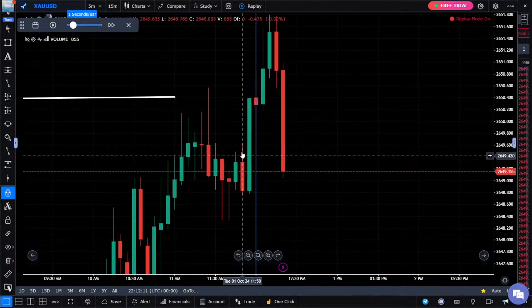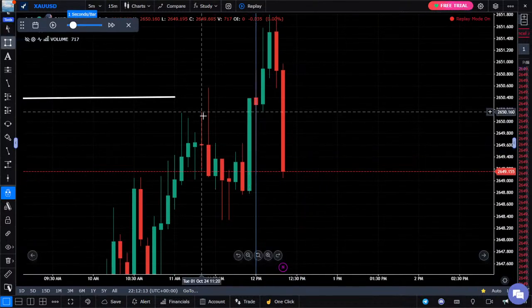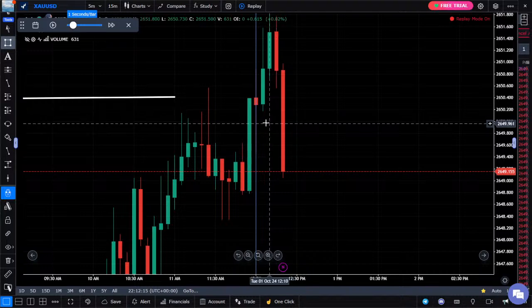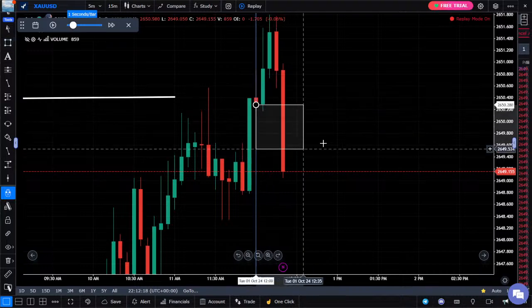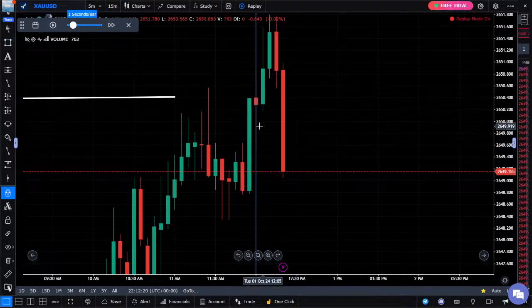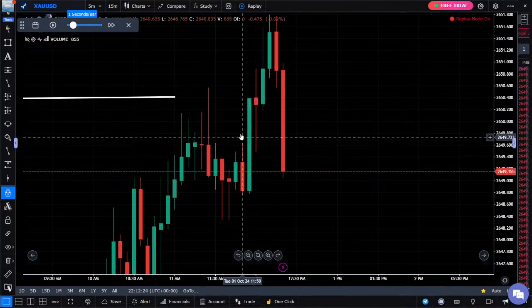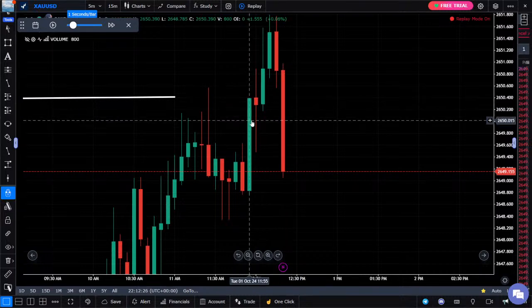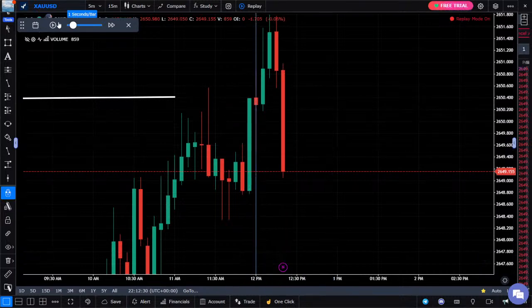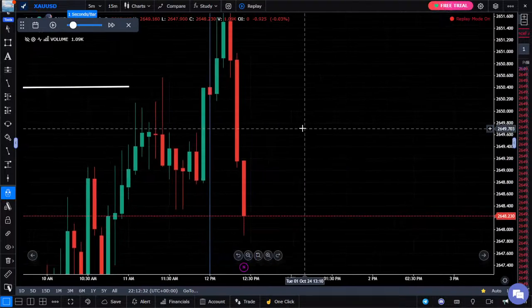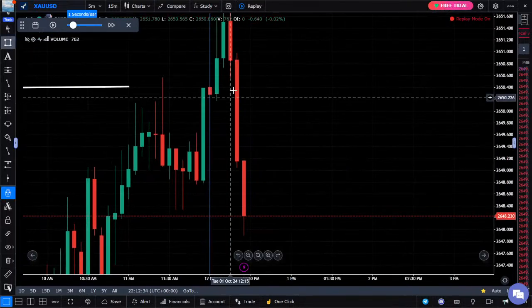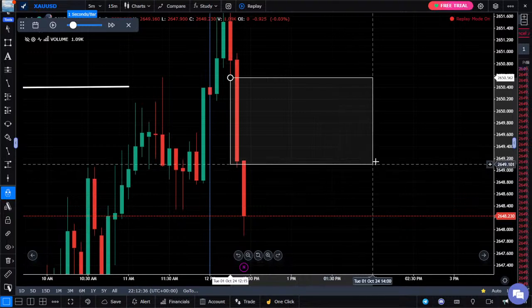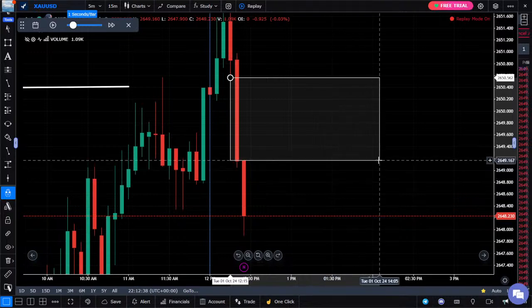We're looking for a fair value gap as well. Can't actually see. Okay, wait a second. There we go. There's our fair value gap. One there, but there.